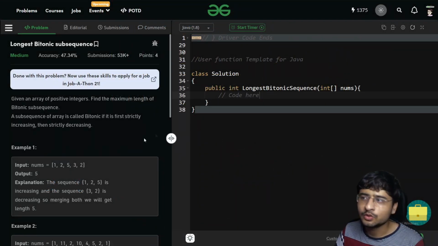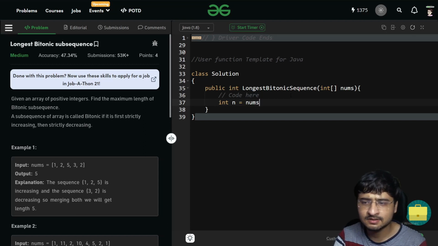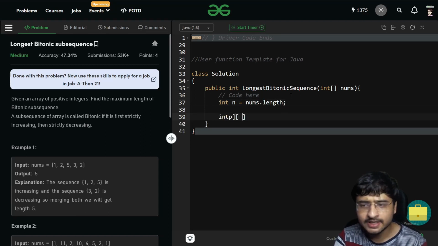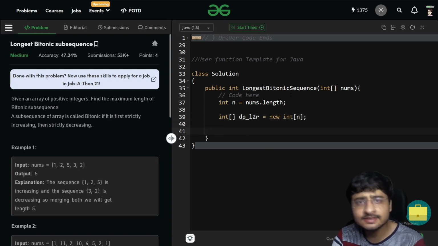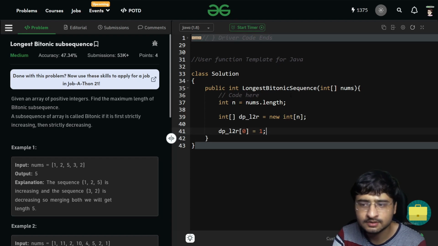So here we are in the code editor, and the first step is to extract nums.length. Let's extract the length of that array as n. Then I will create an integer array L2R, or I can say dp_L2R, equal to new integer array of length n. Let's create this array using the tabulation approach which we discussed. Of course dp_L2R of 0 will be 1, because the 0th index will be forming a length of 1 only, because if it acts as the last person, there is no one before it.